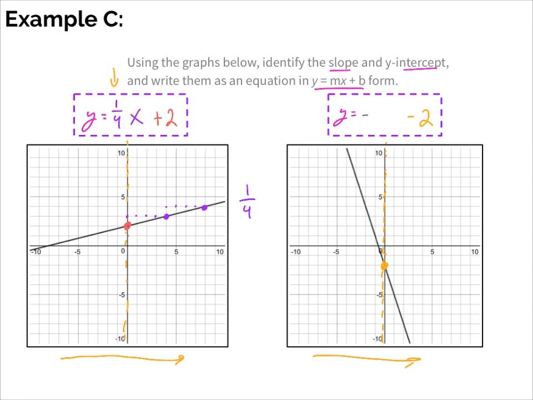And again, we're going to count to see where we can get on the line. So down 1, 2, 3, and over 1. So let's check that again. We're going down 1, 2, 3, and over 1. Let's check the same direction the other way. Up 1, 2, 3, and over 1. So that we know that our rise is going to be 3 and our run is going to be 1. So we know that our final equation is y equals negative 3x minus 2.